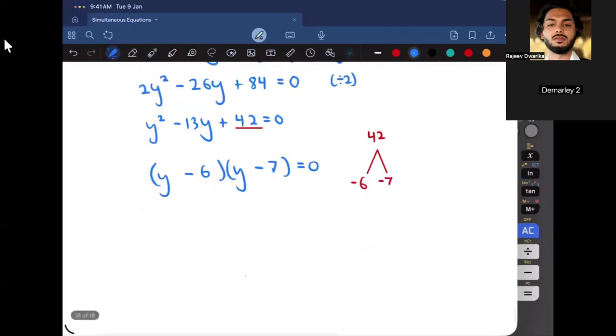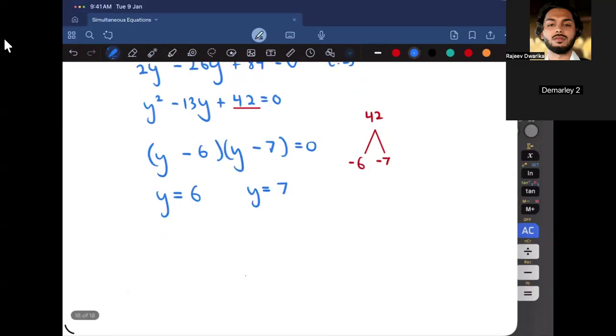So tell me, what would y be to make that bracket 0? When y is 6, right. And when y is equal to 7, right. Those values would make the brackets equal to 0, and 0 by anything is 0.